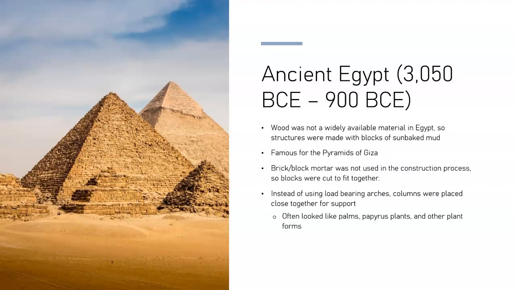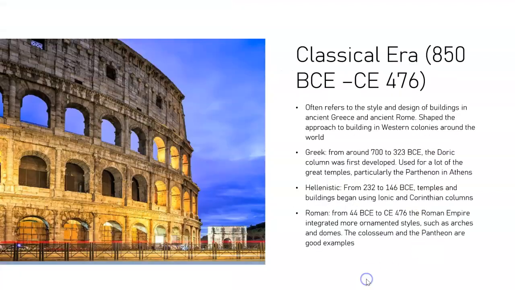A lot of their designs looked like plant forms, such as palms and papyrus plants. And another thing that's not written on this slide, it's kind of interesting. The technology they used to get these blocks lifted and built these pyramids, because they didn't have any kind of manual cranes like we have in modern times. So this is really some pretty impressive architecture for the time period that it was created in.